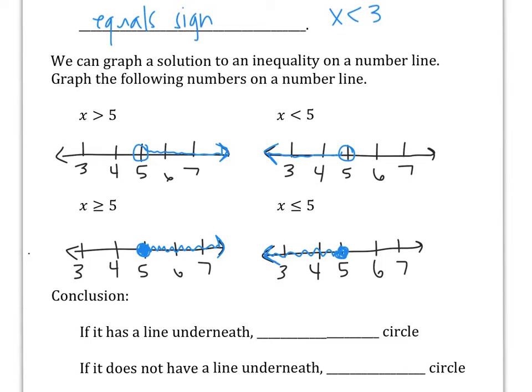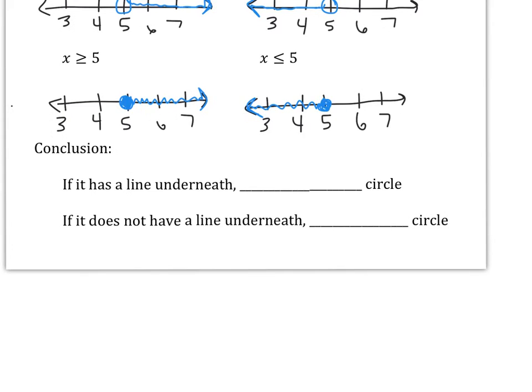So in conclusion, if it has a line underneath, we have a closed circle. And if it does not have a line underneath, we have an open circle. So with that inequality statement, here this will be closed, and then the second one will be open. Okay, let's move on.